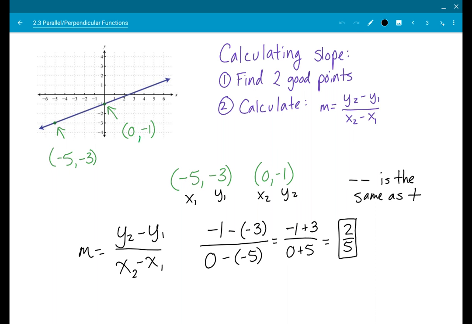So here we have an example. Our line goes through the point -5, -3, and the point 0, -1. You can see those marked on the graph. It was kind of difficult, actually, with this particular example to find 2 good points.